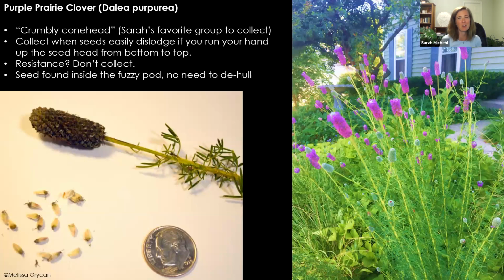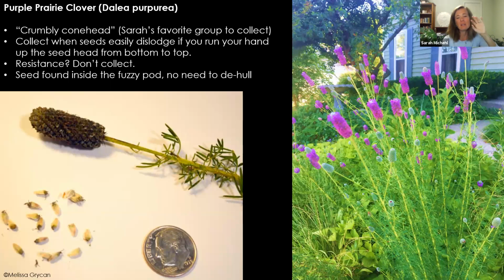All right, our crumbly cone heads. These are some of my favorites to collect because they're very soft and fuzzy. I don't like wearing gloves when I'm collecting these because I like feeling them. So purple prairie clover, or any of the prairie clovers, are an example of the crumbly cone heads.